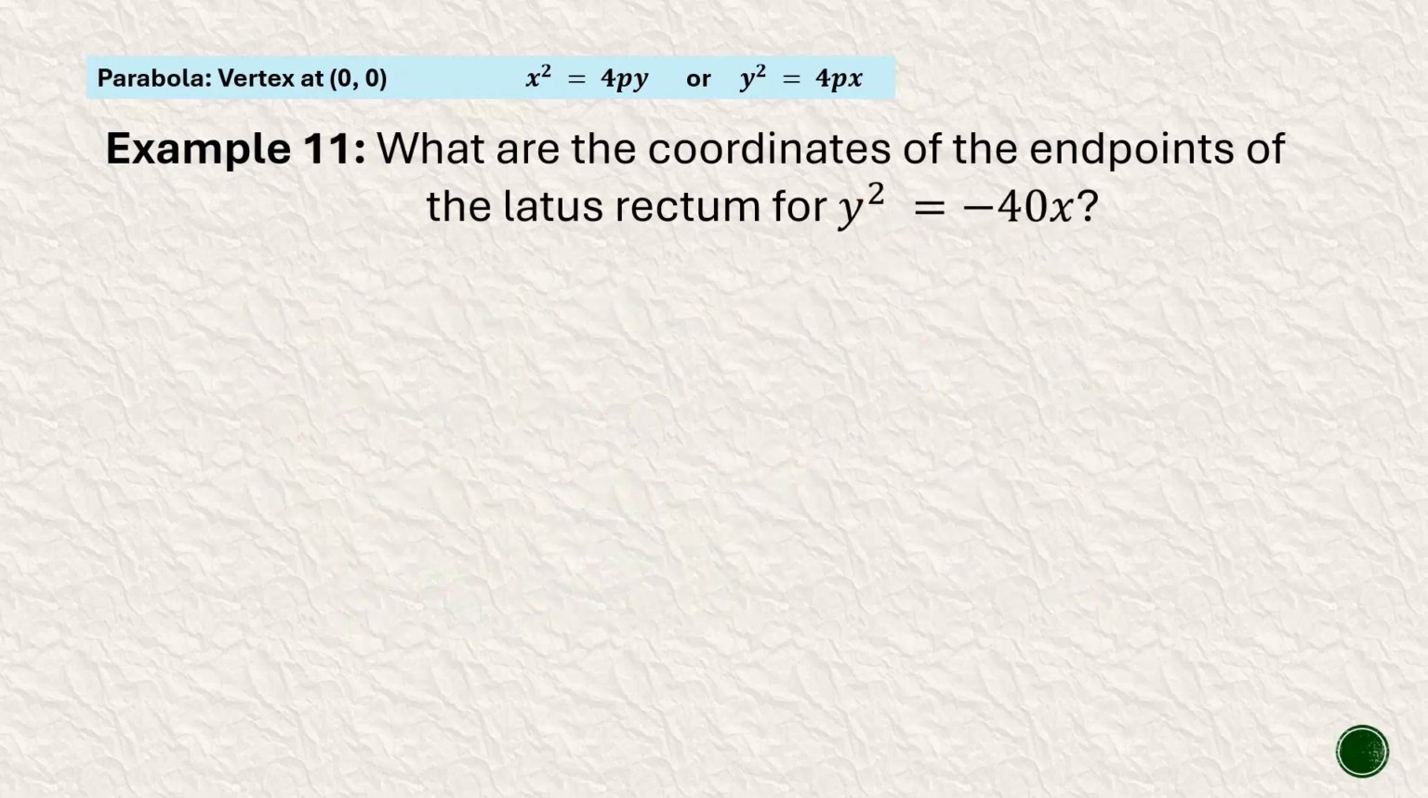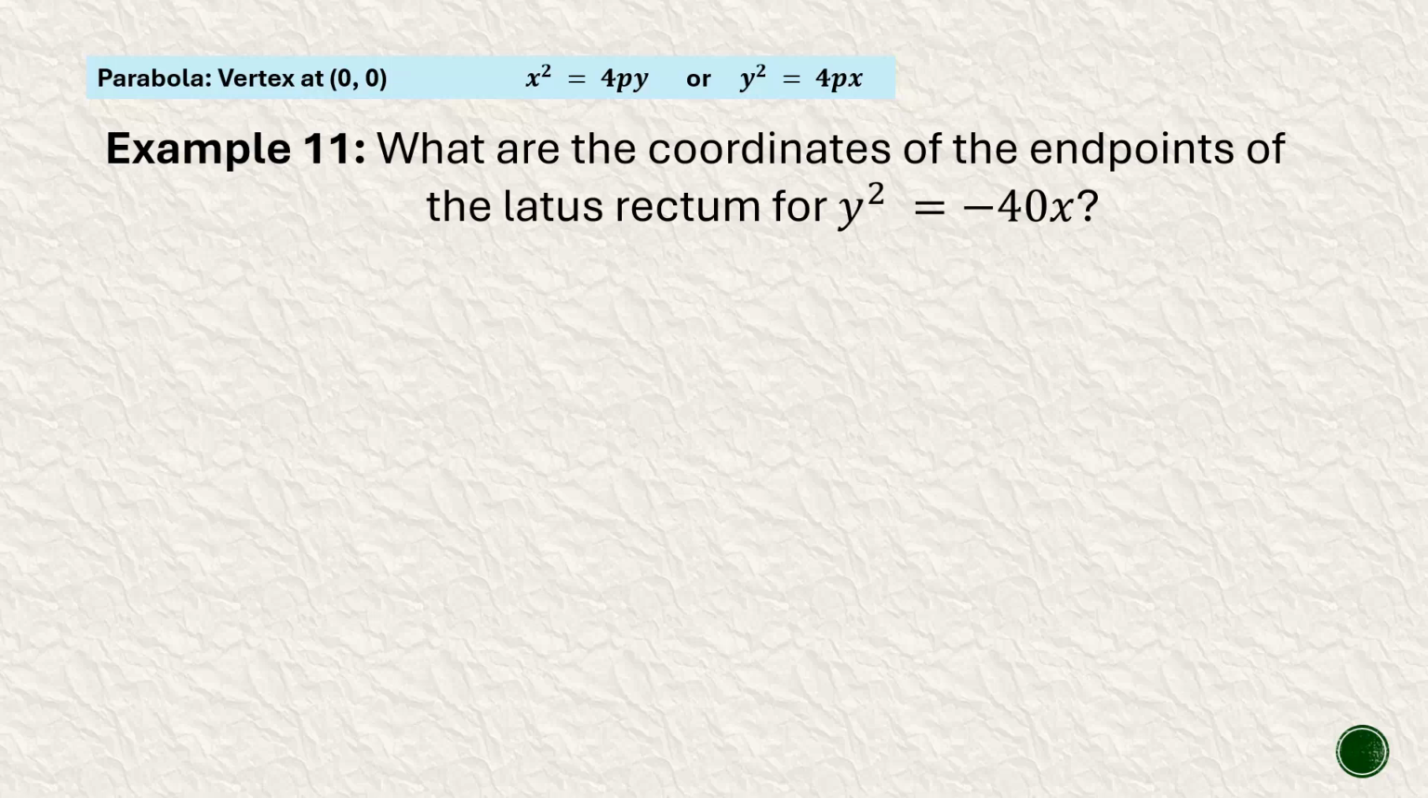There you go. So let's go for example number 11, and this time we have y squared equals negative 40x. Again, we need to find the coordinates of the endpoints of the latus rectum of the given parabola. Since the y is the one with the square, and the coefficient of the x on the right side is negative, that means the parabola opens to the left.